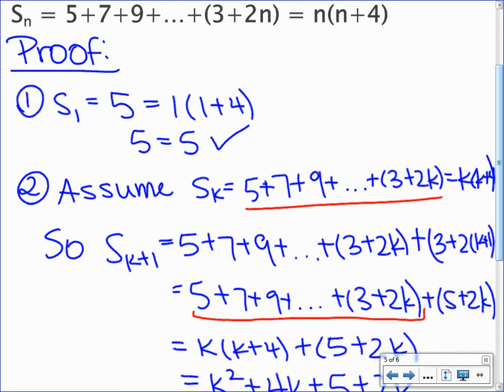If the sum of the first k terms is k times k plus 4, then the sum of the first k plus 1 term is going to have to be this, but we're going to replace each k with k plus 1. So k became k plus 1, k plus 4 became k plus 5. Other questions?